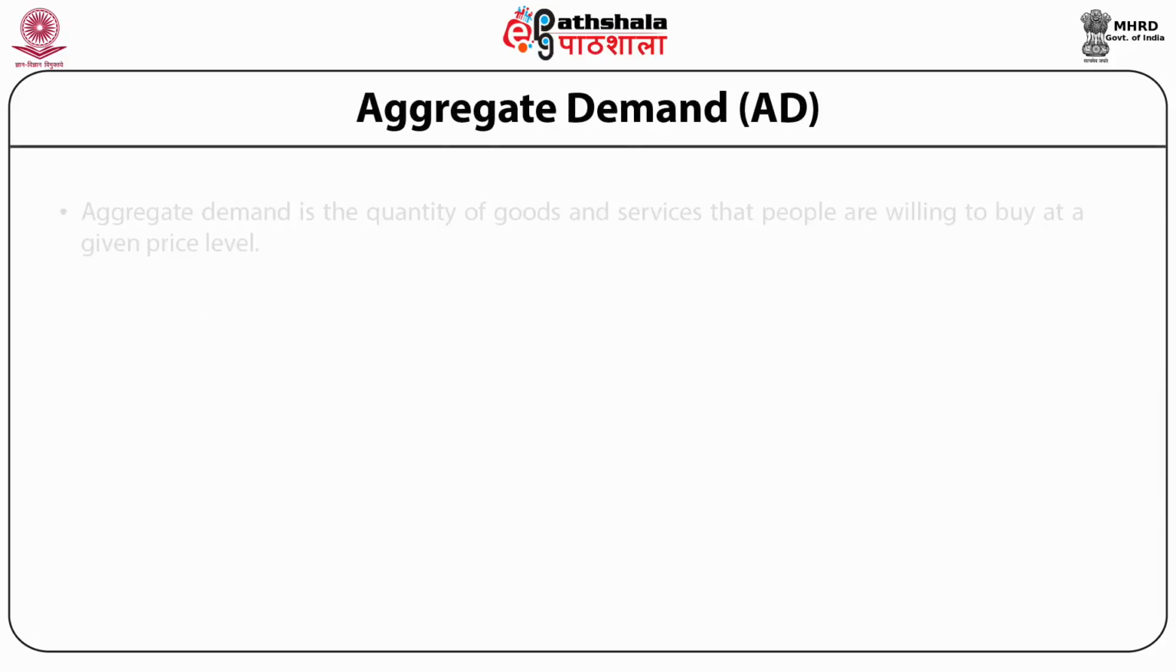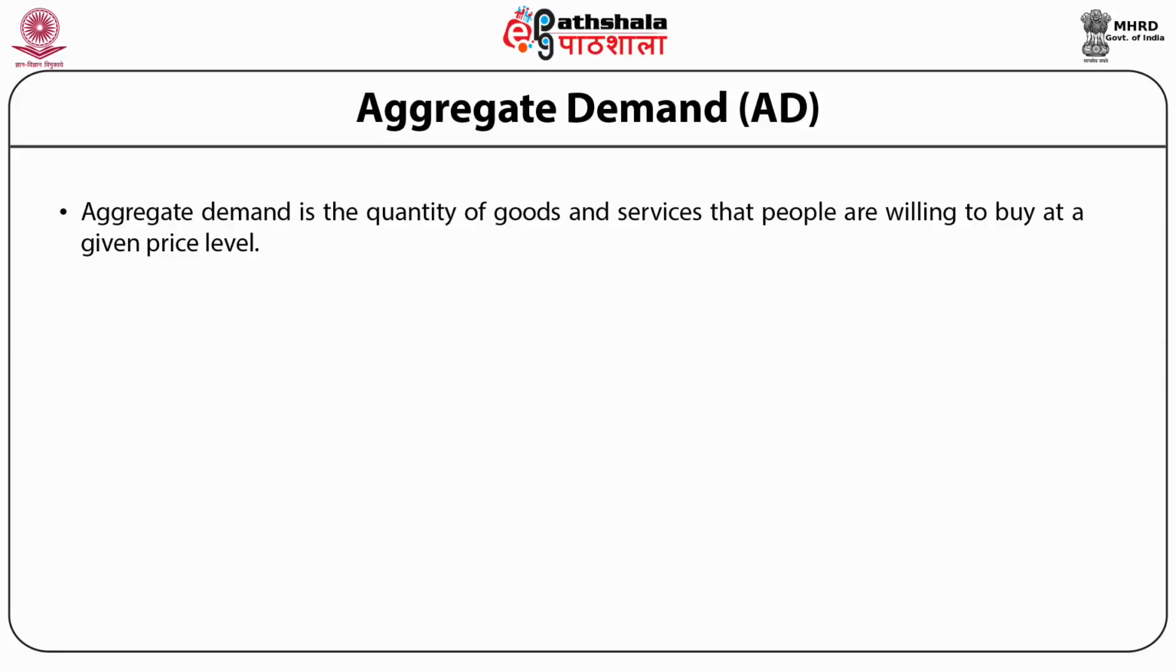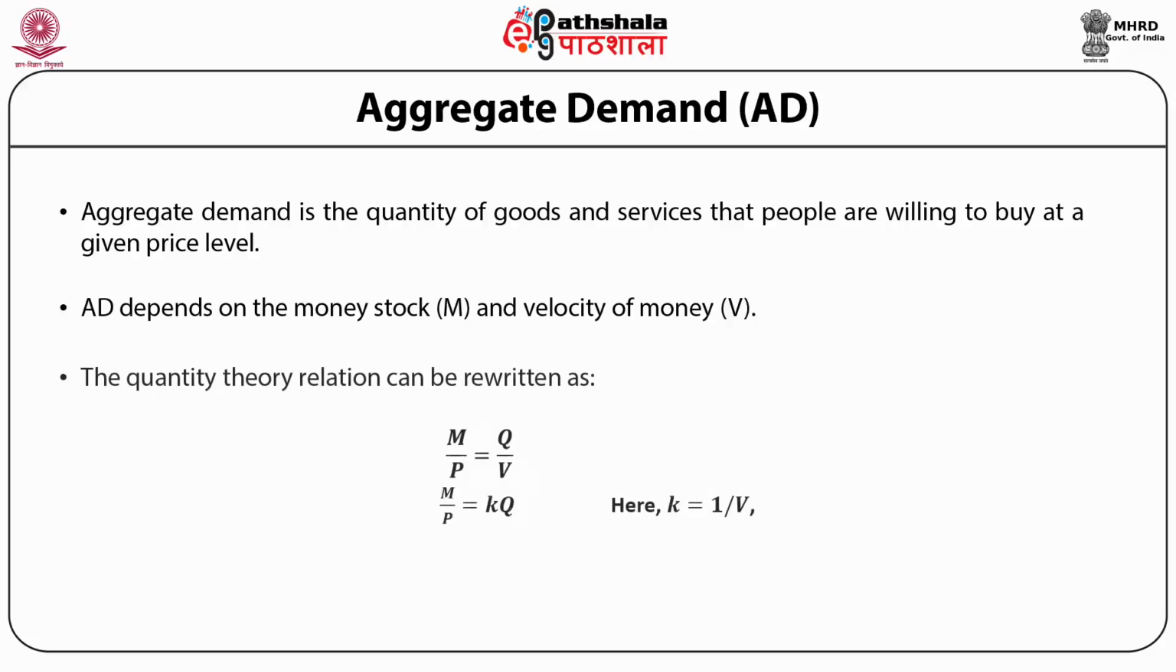Aggregate demand. Aggregate demand is the quantity of goods and services that people are willing to buy at a given price level. Aggregate demand depends on money stock M and velocity of money V. The quantity theory relation discussed earlier can be rewritten as M over P equals Q over V. If we write 1 over V equal to small k, then the equation can be rewritten as M over P equals k into Q.